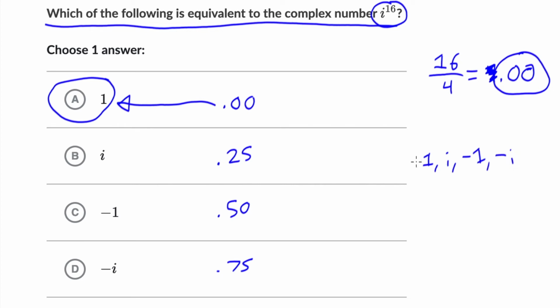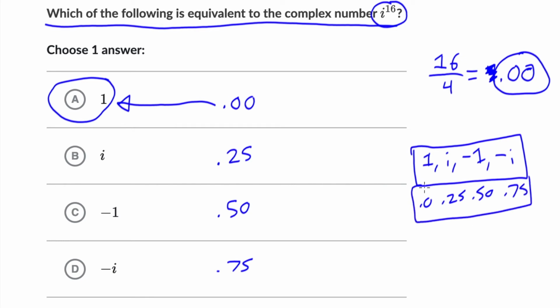You should always write that down. And why not write down the corresponding decimal place with it, okay? So that way you never forget and you know it's always going to be ordered, okay? Let's do it like this. Not very clean, but you get the point. 1 is 0.0, I is 0.25, negative 1 is 0.50, and so on. Negative I is 0.75.